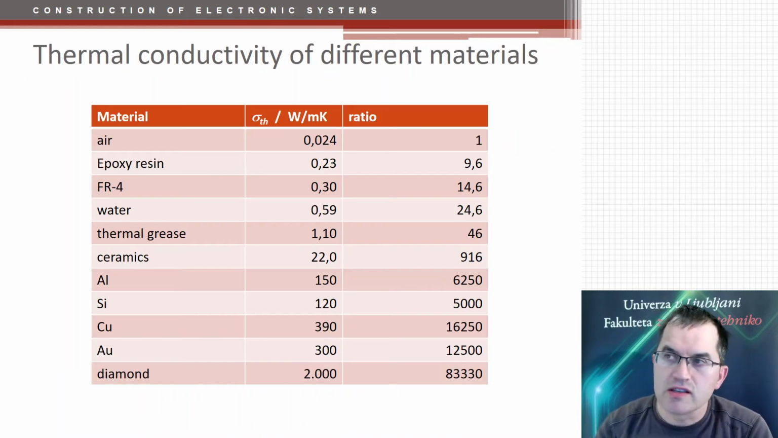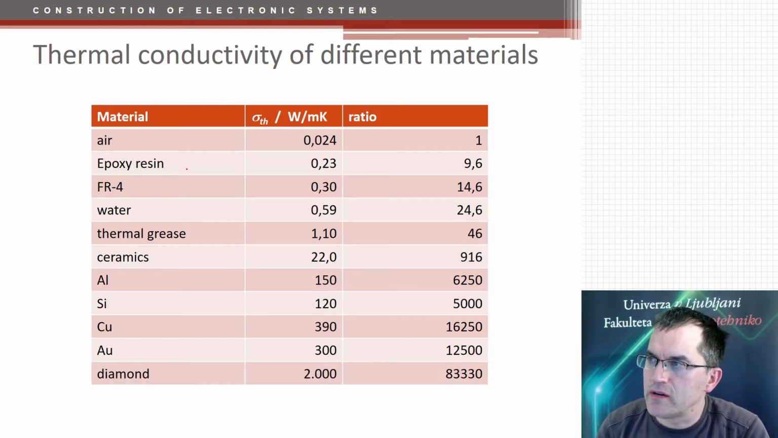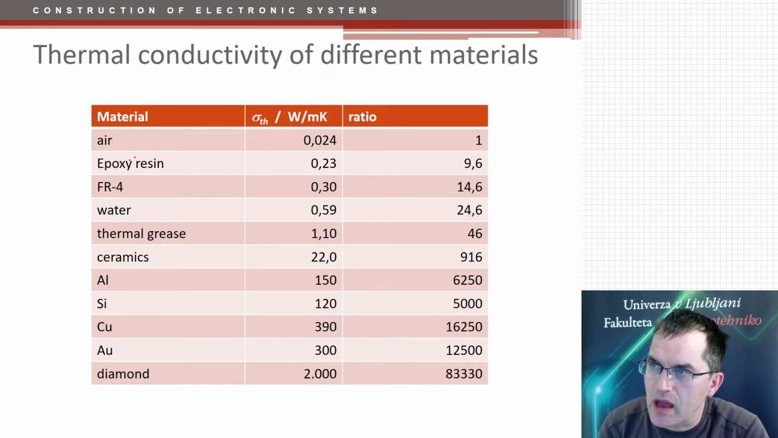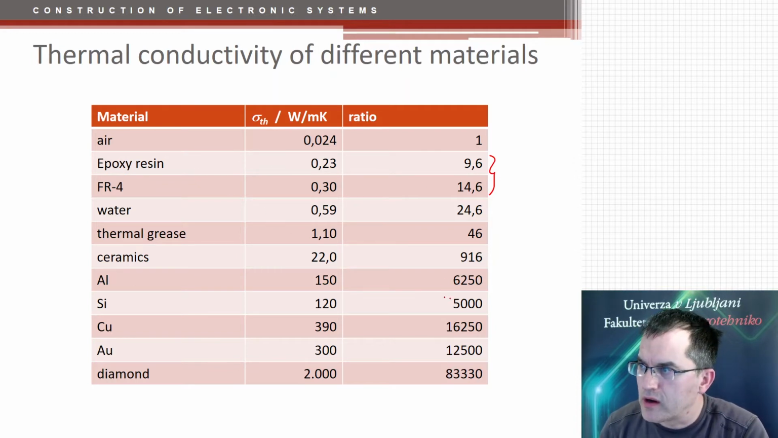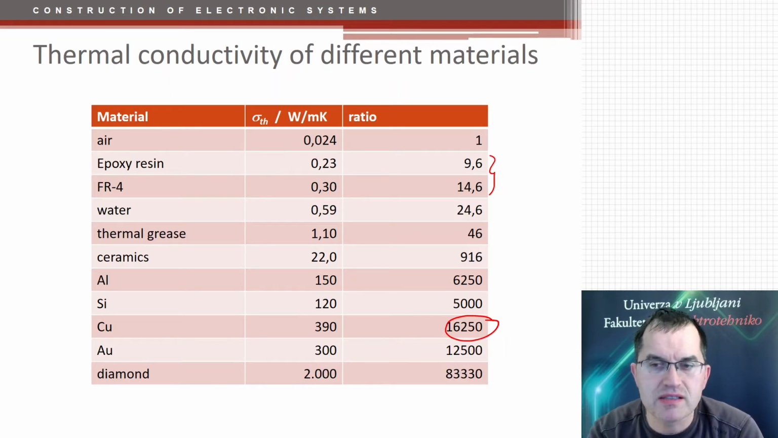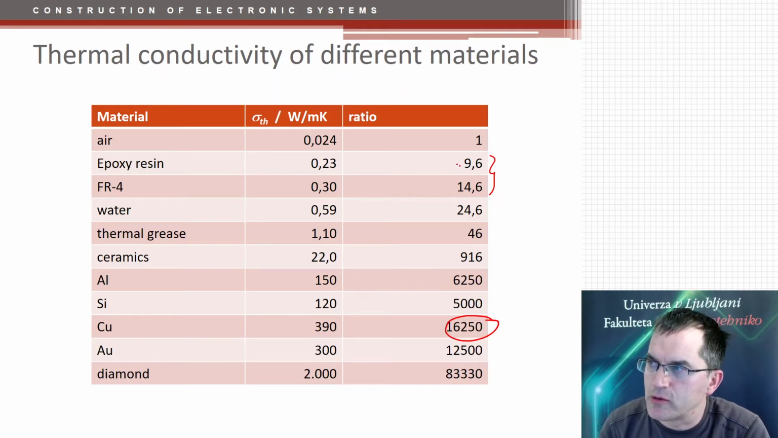Now, these are values of different thermal conductivities of different materials, starting with air, giving it a value of 1, and then the ratio towards the air. You see that FR4 and the epoxy resin itself has quite low thermal conductivity, while the copper has very large thermal conductivity. That means that it will be the best thermal conductive material on the PCBs with respect to FR4, which is very low, and the air even lowest.